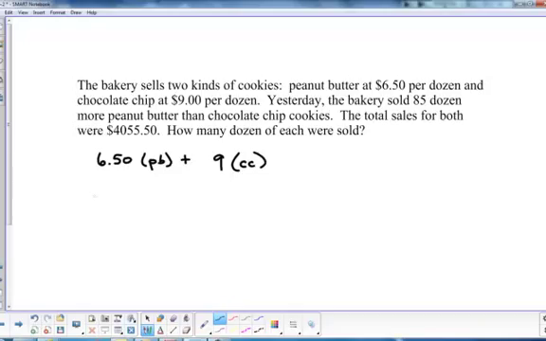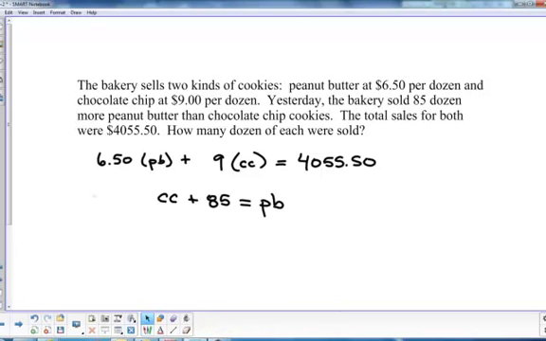So that would mean that if they sold 85 more peanut butter than chocolate chip, the chocolate chip plus the 85 would equal the peanut butter. Or you could do peanut butter minus 85 equaling the chocolate chip. It's the same equation. And the total sales were $4,055.50. So that would be the equal sign for the top equation here.